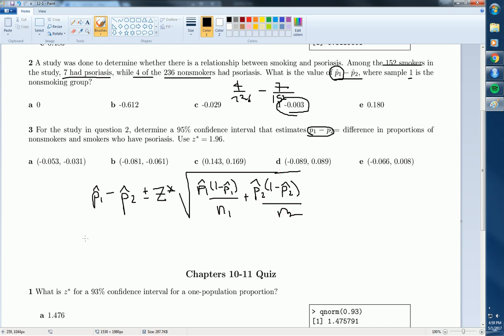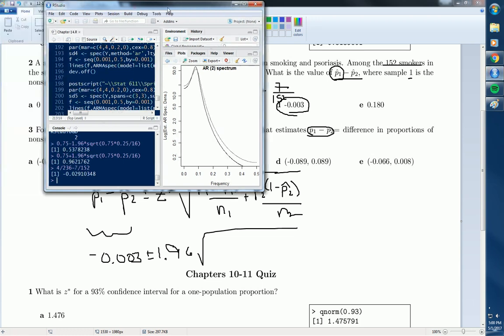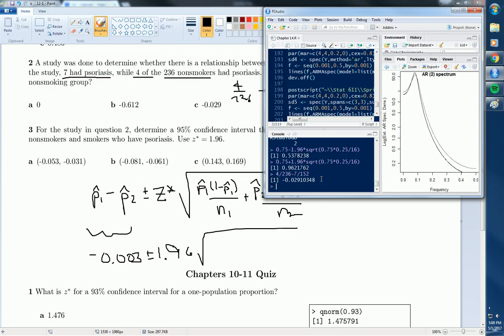Well, we already found that this part here is minus 0.003. We are given that our Z star should be 1.96. And then we will put in our p hat 1s and p hat 2s into this region over here, and get the total interval. So minus 0.003, plus or minus 1.96 times the square root.